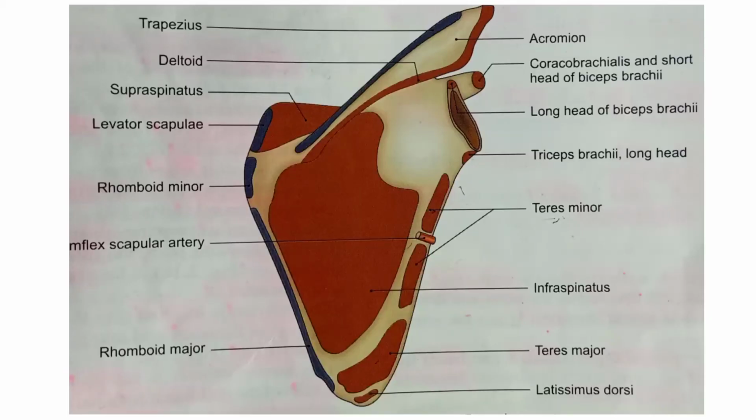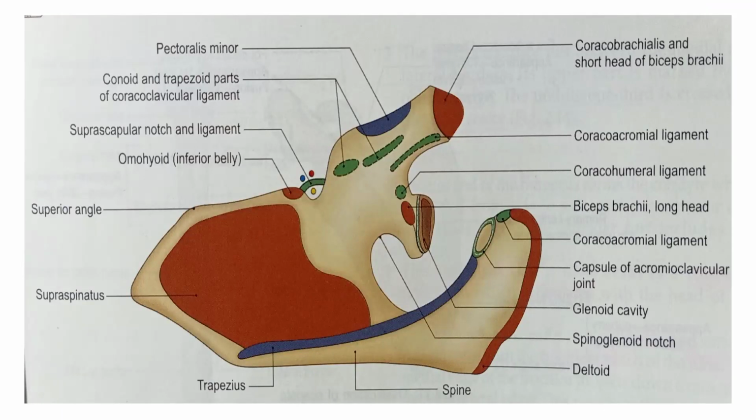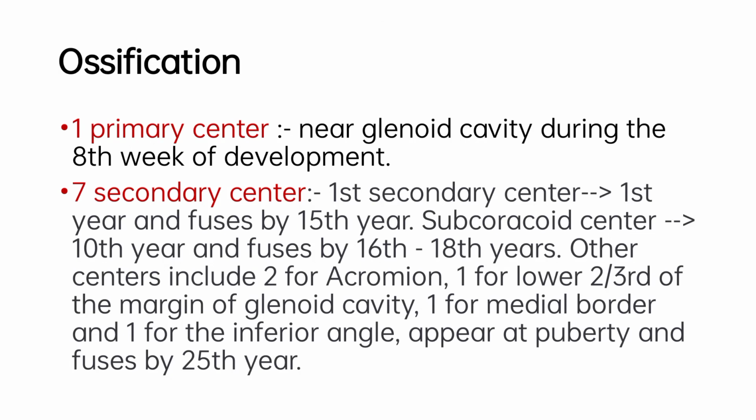Now we'll see, moving further to the ossification. So attachments, we have total 23 attachments. Now moving further to the ossification. So it has one primary and 7 secondary centers. So primary center near glenoid cavity during the 8th week of development.